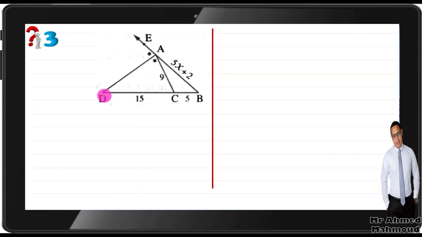Number 3. Now AD is the external bisector of angle EAC. So DC over DB equals AC over AB.